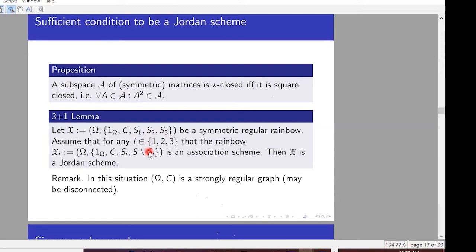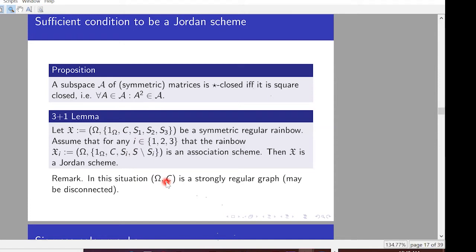Of course, it could happen that this rainbow will be an association scheme by itself, but in the examples I'm going to show, we will have an example when it is not an association scheme, but this 3 plus 1 lemma is satisfied. And the last thing I want to mention is that under these assumptions, it follows that this graph should be strongly regular, which may be also disconnected.